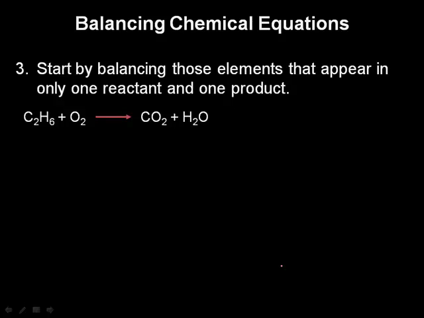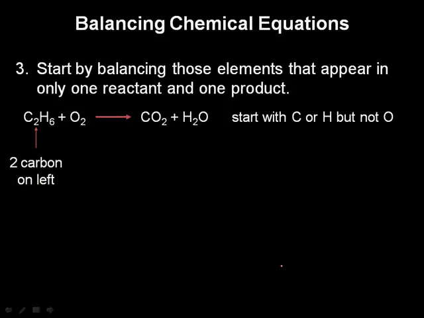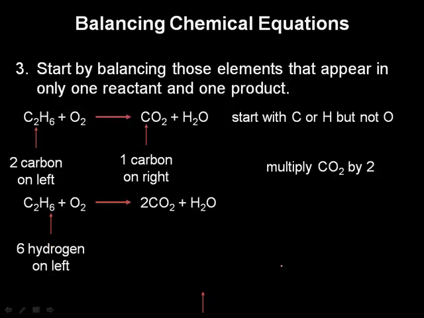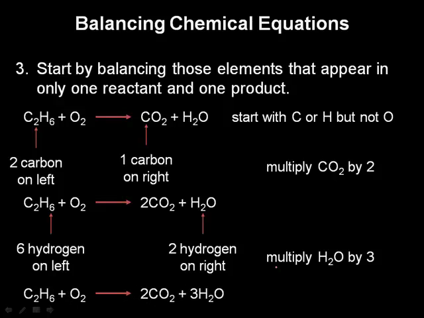Start by balancing those elements that appear in only one reactant and one product. So here, start with C or H, but not O. So 2 carbons on the left, 1 on the right. Multiply CO2 by 2. 6 hydrogens, 2 hydrogens. Multiply H2O by 3. Here's our balanced equation so far.